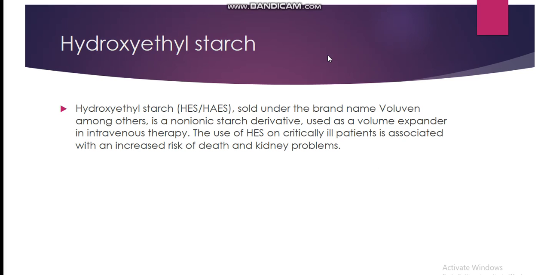Hydroxyethyl starch is sold under the brand name Voluven. When starch enters the blood system, it converts to amylase, and due to the hydrophilic property of that compound, it attracts water and acts as an oncotic agent.